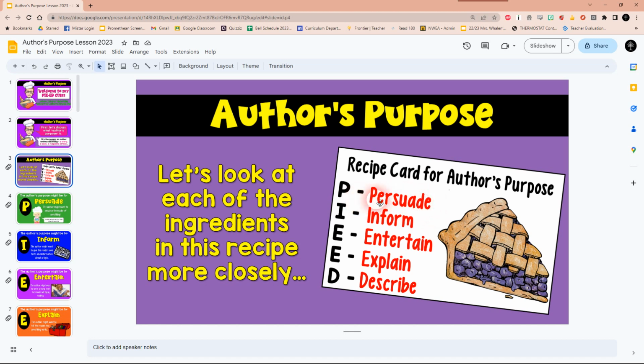They were writing to persuade someone. They were writing to inform someone. Then there's 2 E's. They were writing to possibly entertain someone. They were writing possibly to explain something. Or they were writing possibly to describe something. Let's look at 1, 2, 3, 4, 5. And it sort of spells pied, but there's 2 E's, and that's just the way that it is. Let's take a look here. It's the best we could do.